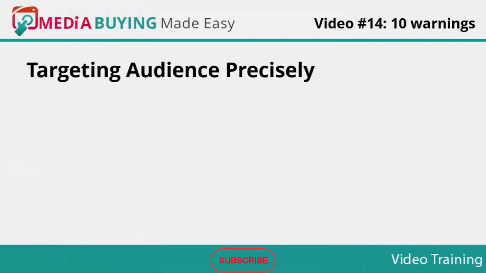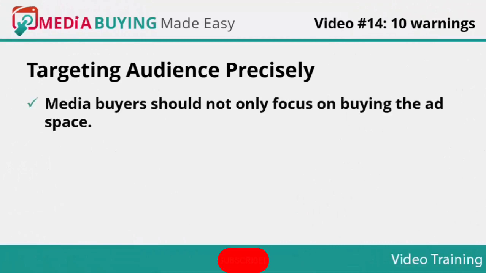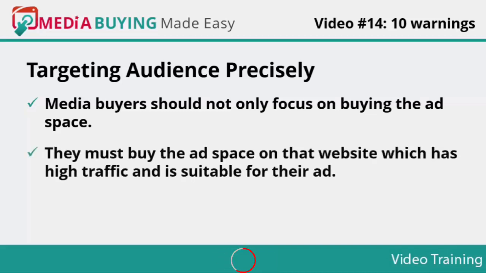Targeting audience precisely. Media buyers should not only focus on buying the ad space, but also on targeting the correct audience through the ad. The capability of media marketing and real-time bidding can help you get the correct traffic to your ad. They must buy the ad space on that website which has high traffic and is suitable for their ad. This would help you increase the sales of your products and services.